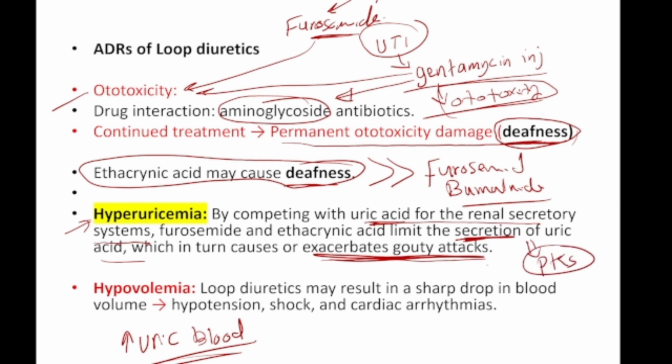the first lecture in pharmacology. Another important side effect is hypovolemia. Loop diuretics may result in a sharp drop in the blood volume. The patient may suffer from hypotension, shock, and cardiac arrhythmia.